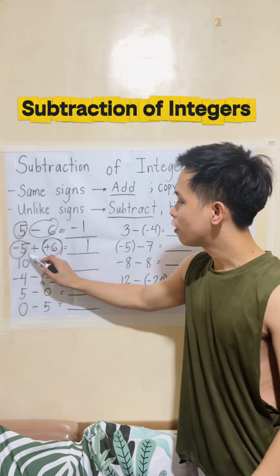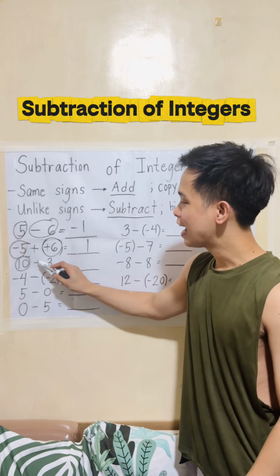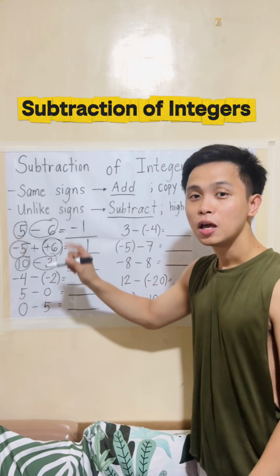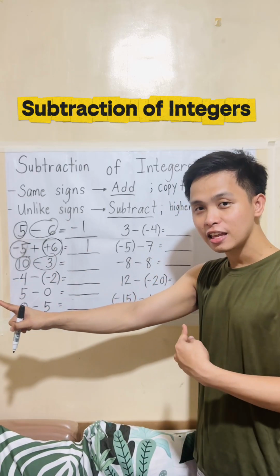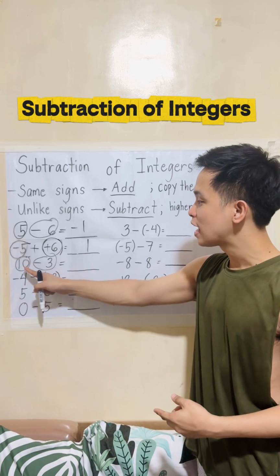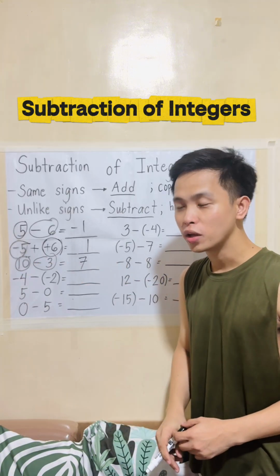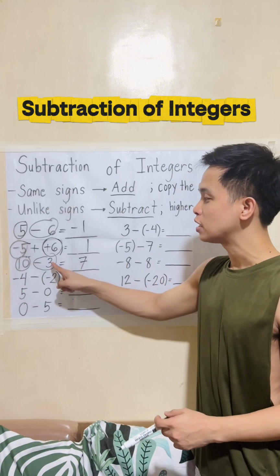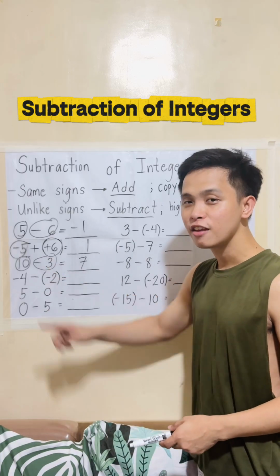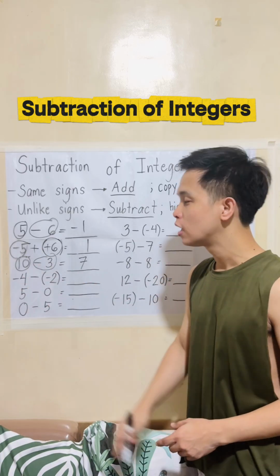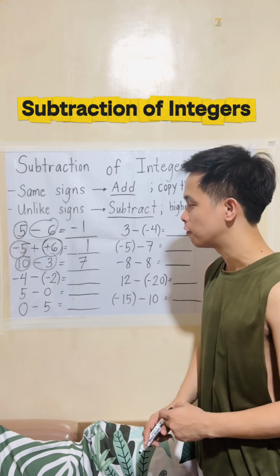Next, we have positive 10 and negative 3. Positive and negative, we subtract. So 10 minus 3 is 7. 10 is bigger when it comes to absolute value because here we have 3 negative. So if 10 is bigger, the answer should be positive.